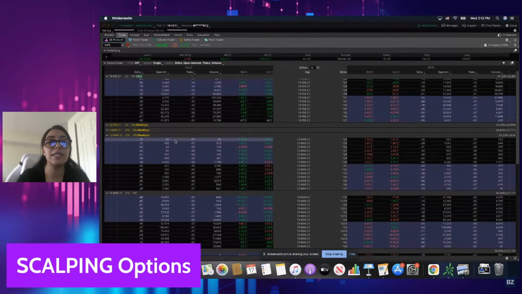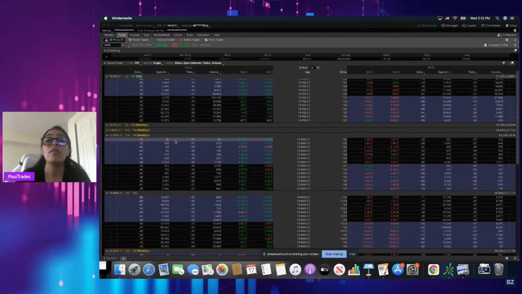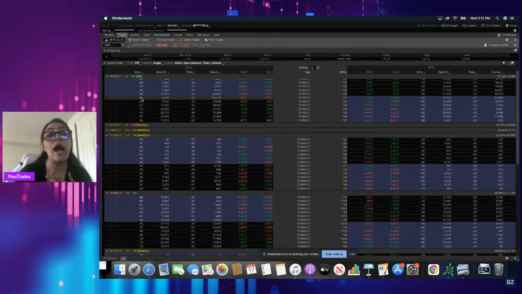Another thing that you're going to notice is that the delta on out of the money contracts is going to be a lot lower. The delta follows a dollar move in the underlying stock. So obviously you want a higher delta so the premium can move. Say, for example, here on Apple, 0.45 delta means that every dollar that Apple moves up, your premium is going to move 45 cents. So obviously, if your delta is lower, your premium is not going to fluctuate as much.